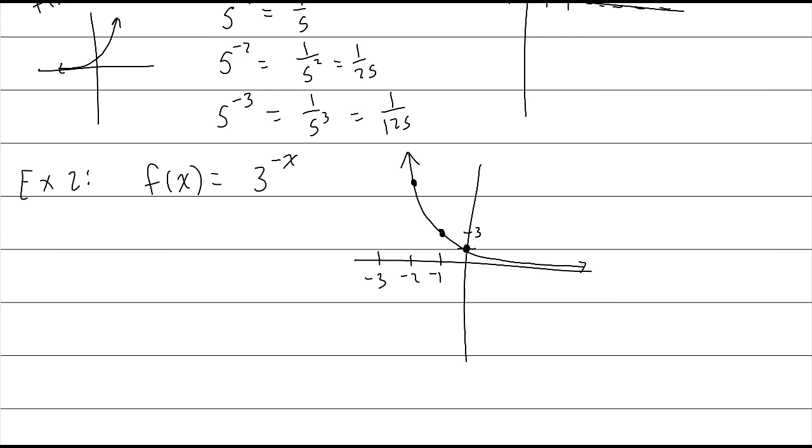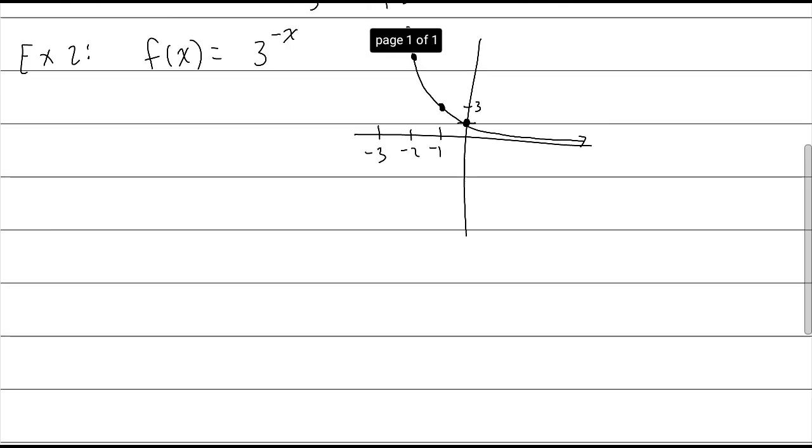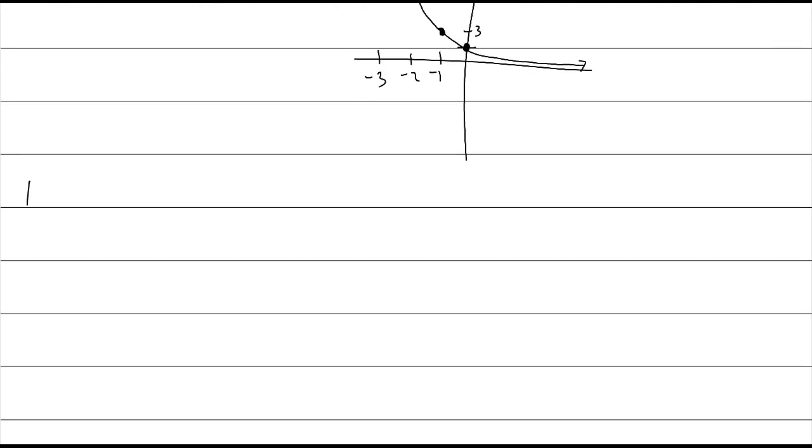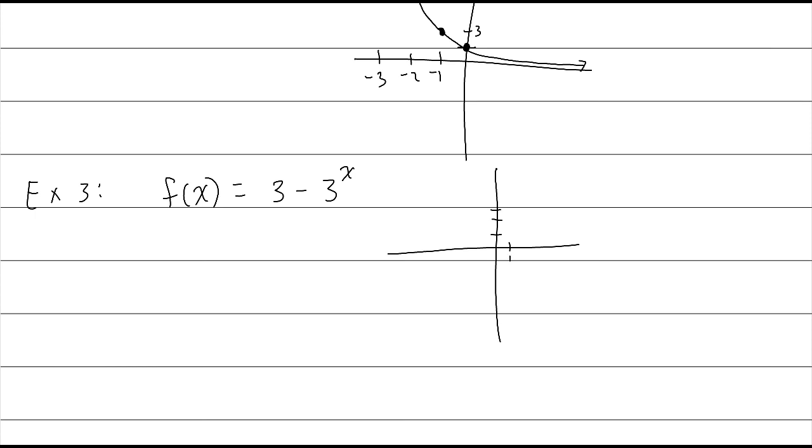Let's do one more of these. Third example here. Let's graph 3 minus 3 to the x. We just talked about what 3 to the x looks like. It crosses at 1, at 1 it's 3, so it does something like this. That would just be this.